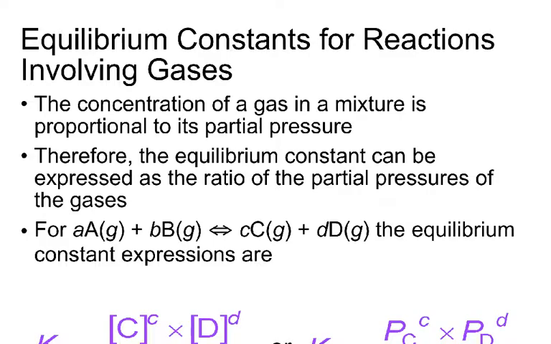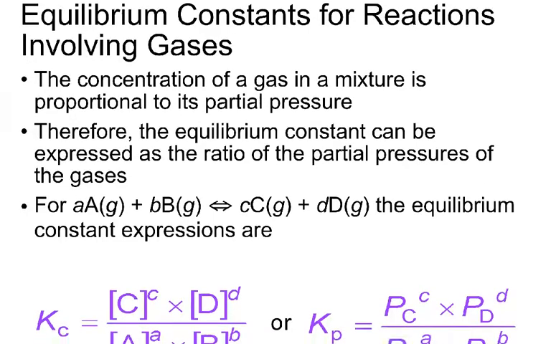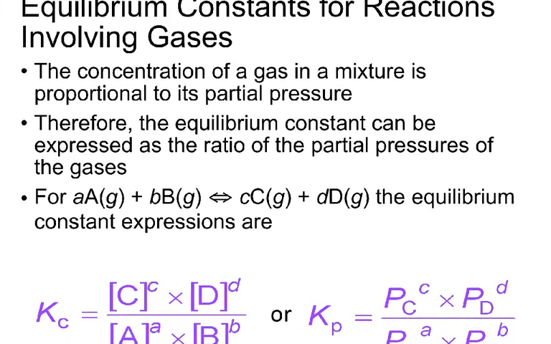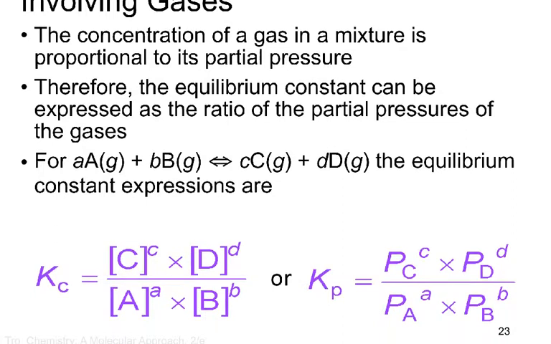All right, I said we are going to discuss the gas reactions further. That's what this section is about, equilibrium constants for reactions involving gases. Remember from Chem 103 that the concentration of a gas in a mixture is proportional to its partial pressure. And in gas reactions, it is often far more convenient to report pressures instead of concentrations. So we can give our equilibrium constant in terms of partial pressure.